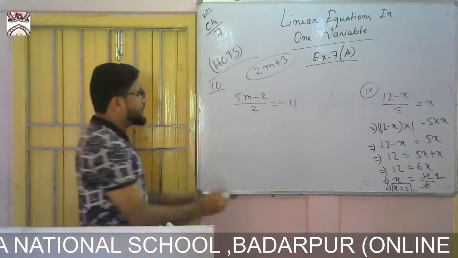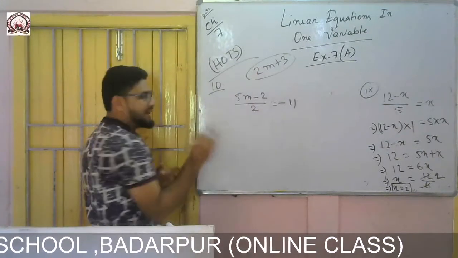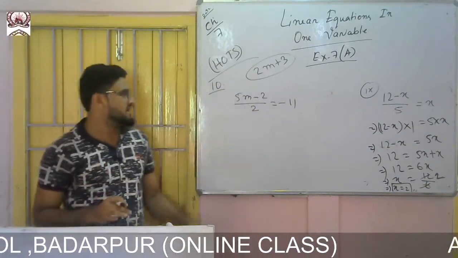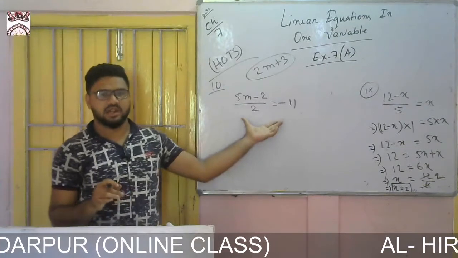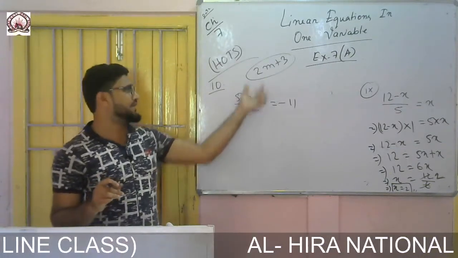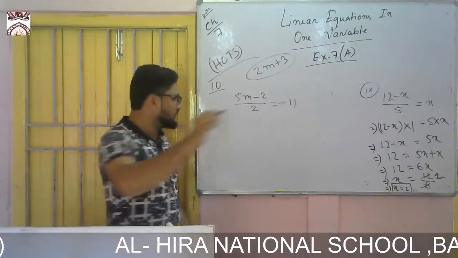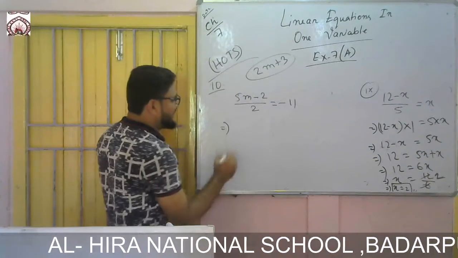So from this, let us find the value of m. Then we shall put the value of m on that one. Then we shall get the answer. First, from this equation I shall get the value of m. Then I shall put the value of m on that expression. Then I shall get the answer. So first you find the value of m.